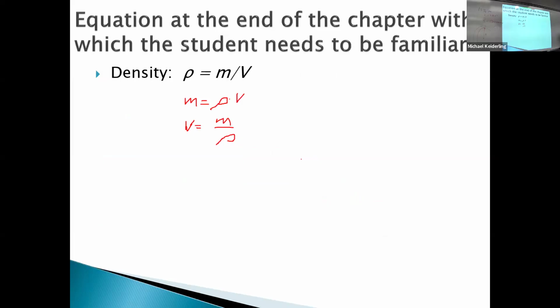And the important equation for this chapter is density is mass divided by volume. And you can rewrite that as mass equals density times volume, or volume equals mass over density. And this book uses rho for density because it's the standard. And because I'm not sure if I went over this last week, I'll go over how you multiply and divide numbers in scientific notation.